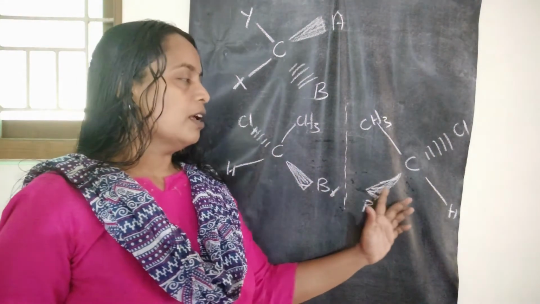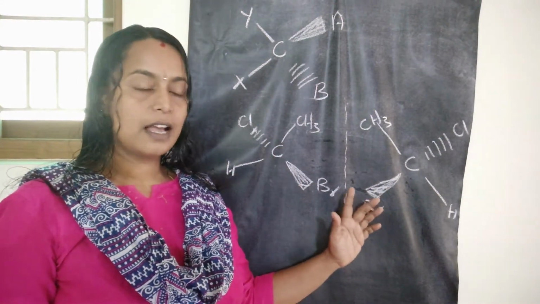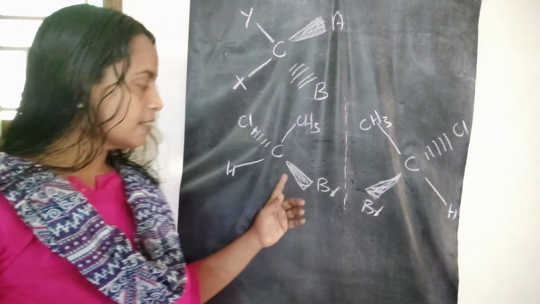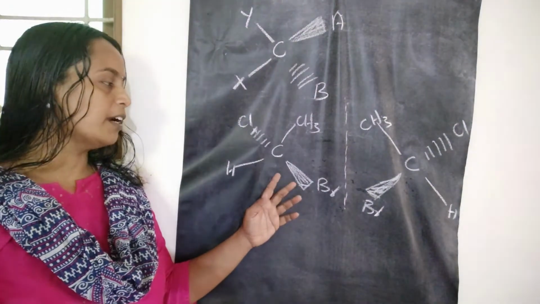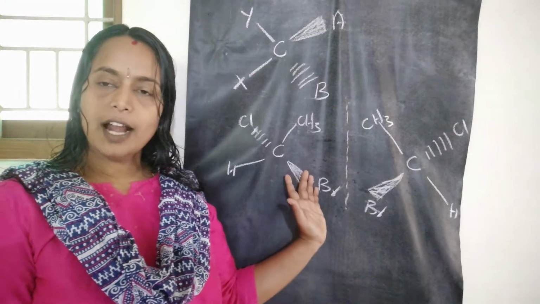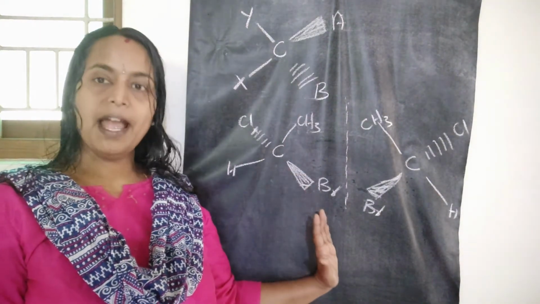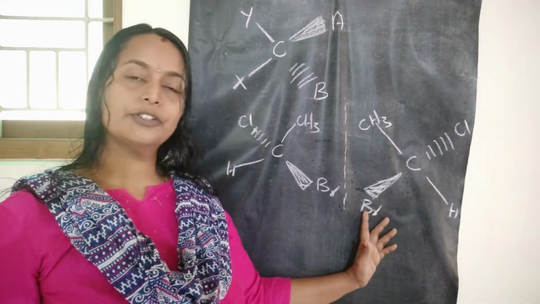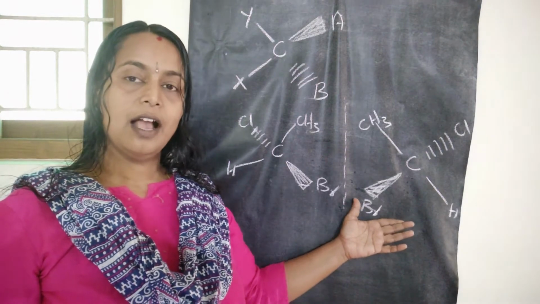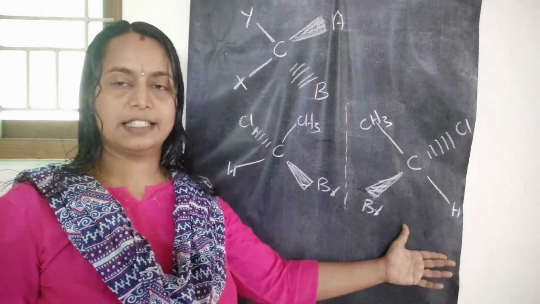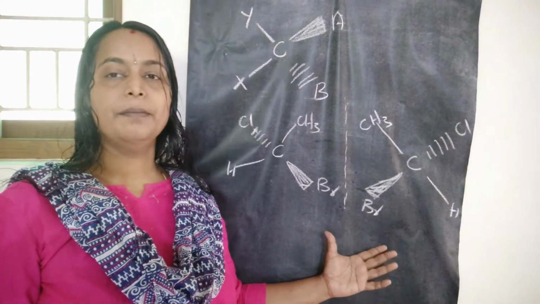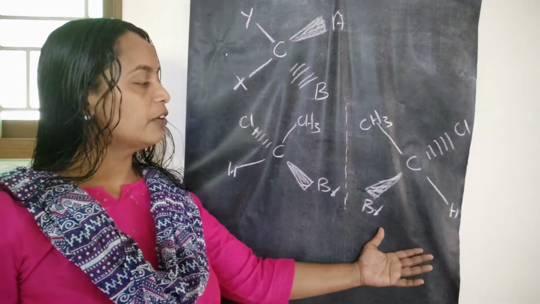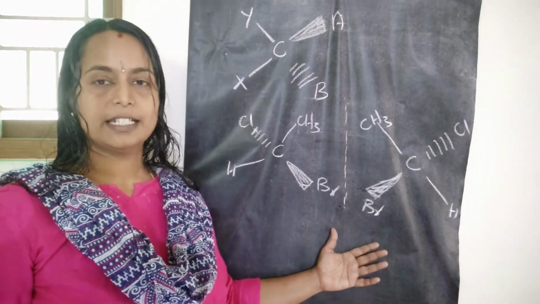Compounds that have this type of structure are called enantiomers. If one enantiomer rotates the plane polarized light in a clockwise direction through some angle, the other enantiomer will rotate the plane polarized light in an anti-clockwise direction by the same angle. That is, the angle will be the same, but one rotates the plane polarized light clockwise and the other rotates it anti-clockwise.